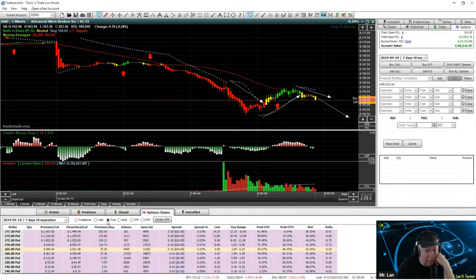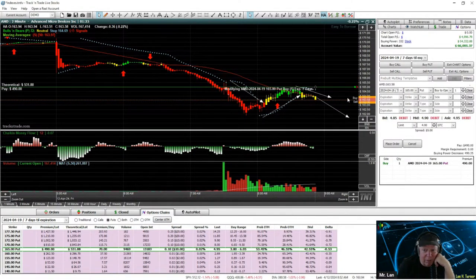Let's go look at the puts. $490. Delta of 53. Plenty of volume. Spreads $10. We could buy a put on it. In the money, that's 54. Out of the money, oh, it's too far. Let's just go ahead and do that one. How many do you want to do? Let's just do two of them. Let's do three of them. Market.